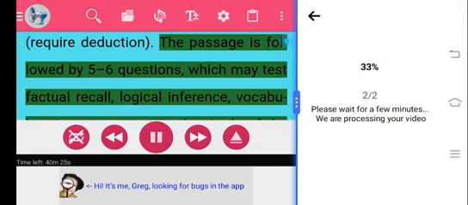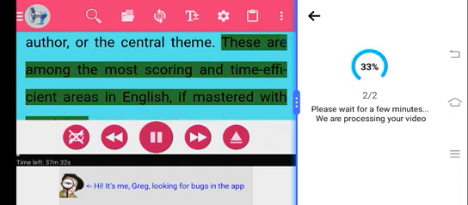The passage is followed by 5 to 6 questions, which may test factual recall, logical inference, vocabulary and context, tone and attitude of the author, or the central theme. These are among the most scoring and time-efficient areas in English, if mastered with precision.